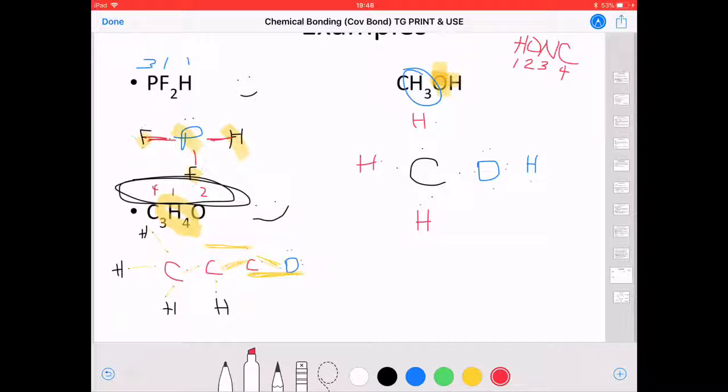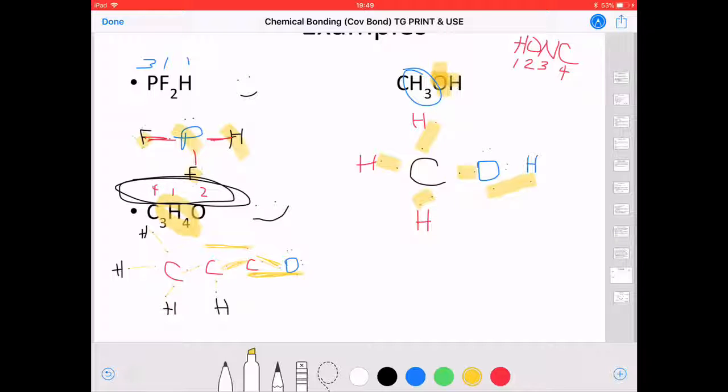Then I can go ahead and connect my electrons. So I'm going to connect my carbon to my oxygen, and I know that my hydrogen has to be connected to my oxygen. So I'm going to start with that first. Then I can connect all of my other hydrogens to my carbon. If you take a look, I don't have anything that's left unpaired, so I should be safe.